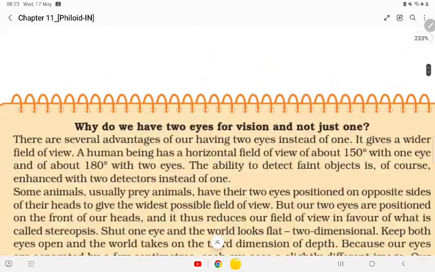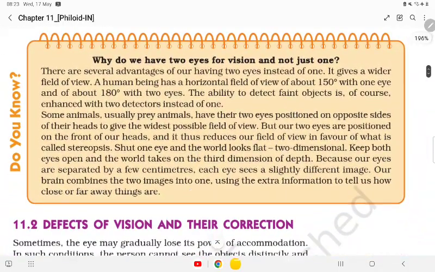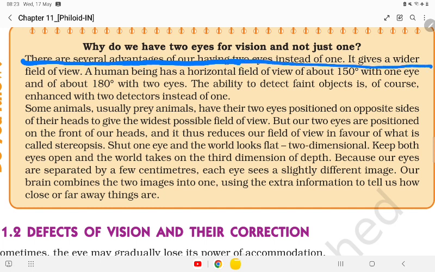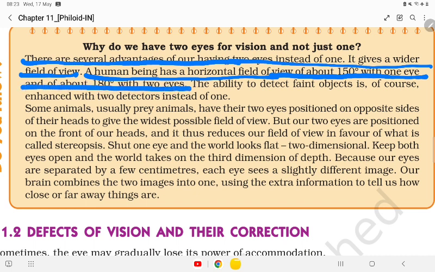Now, why do we have two eyes for vision and not just one? That we have to understand, student. There are several advantages of having two eyes instead of one. It gives a wider field of view. A human being has a horizontal field of view of about 150 degrees with one eye and about 180 degrees with two eyes.